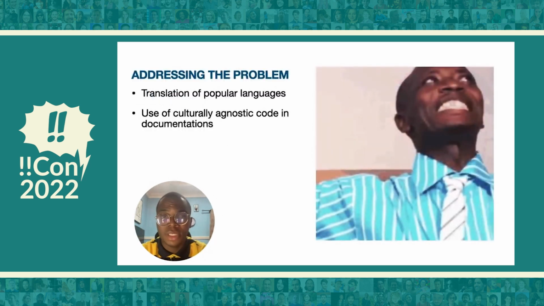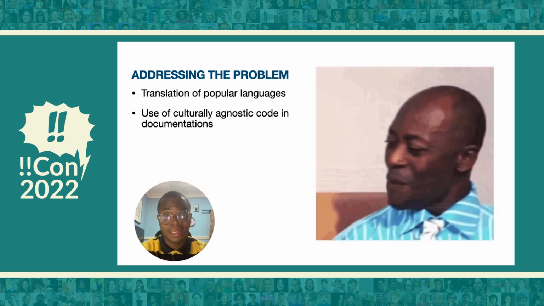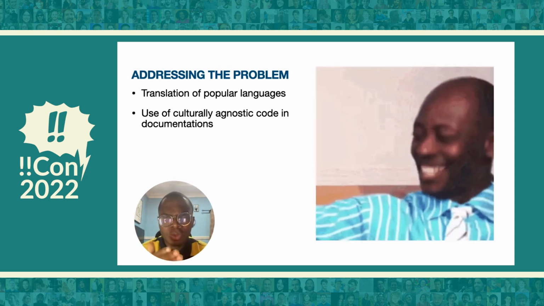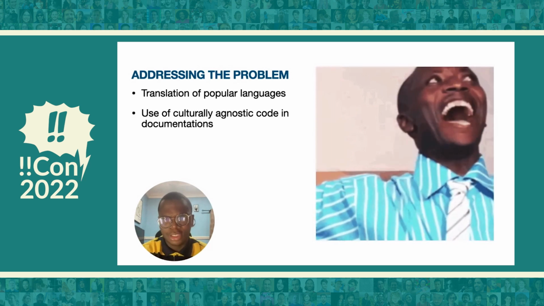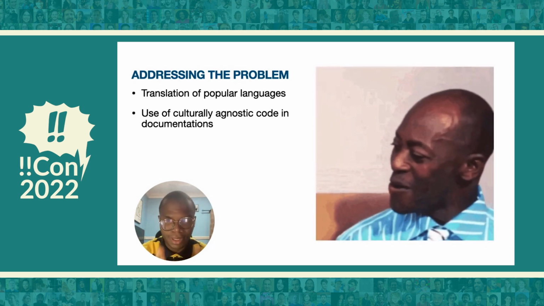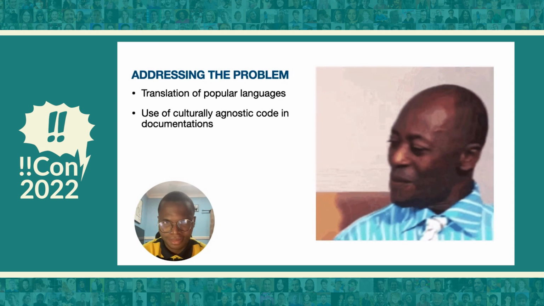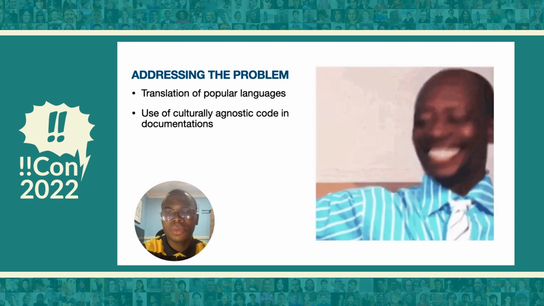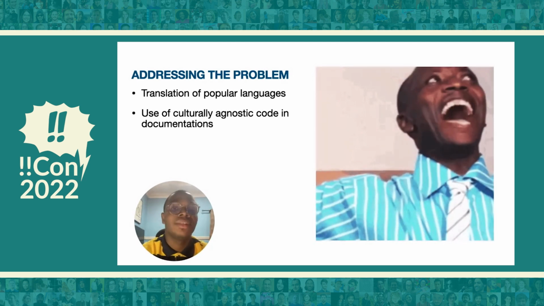Many attempts have been made to address this problem. For example, some popular English based programming languages have been translated to various native languages. Also, some try to use culturally agnostic code in their documentations. While these attempts do move the needle forward, it doesn't change the fact that to really become good at programming, you need to learn the language the ecosystem speaks: English. All non native English programmers have to come to terms with this fact.